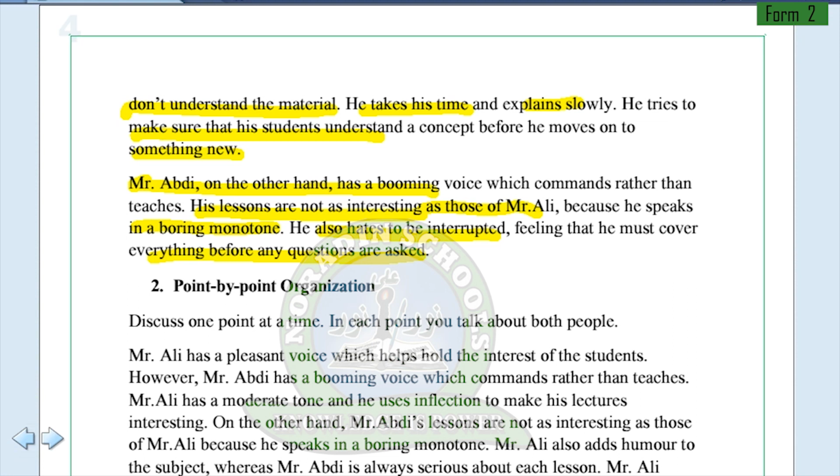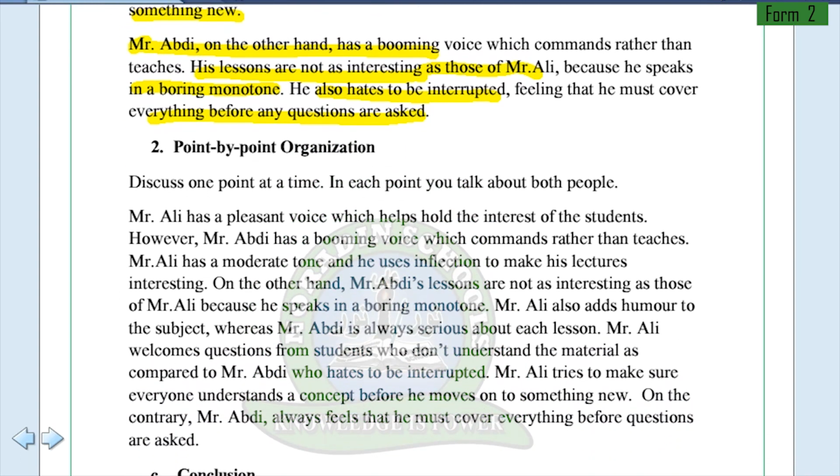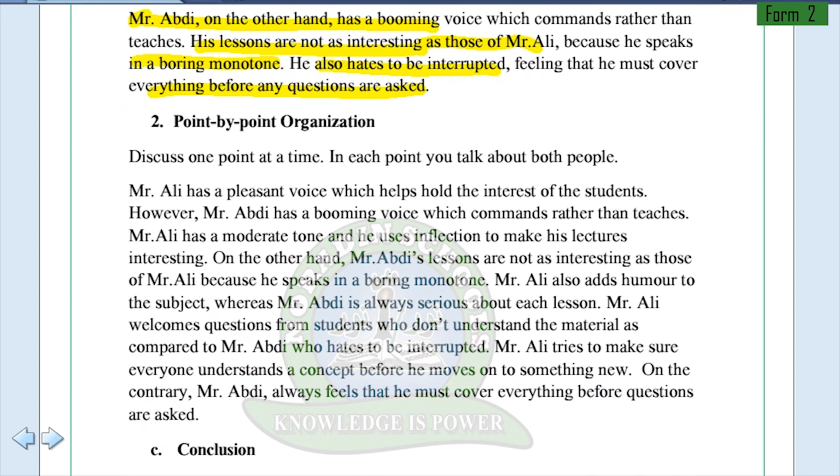This is one method. We said that there are two methods. What are they? Block organization and point-by-point organization. Now let's see point by point. When it comes to point by point, you discuss one point at a time, and then in each point, you talk about both people. That means we don't need to finish all the information at one time. We discuss one point and then another point.